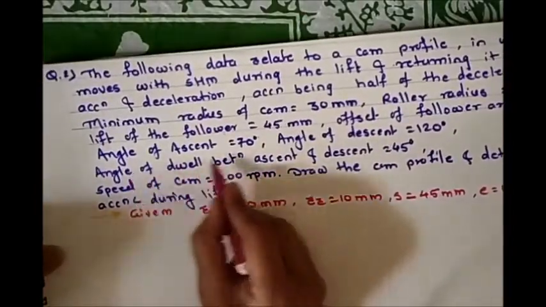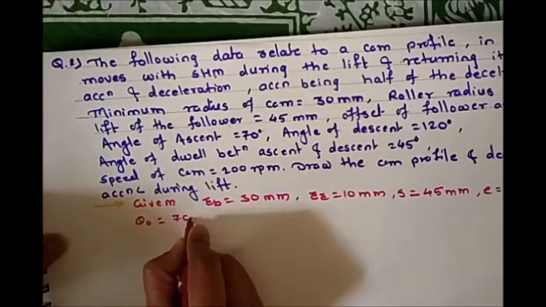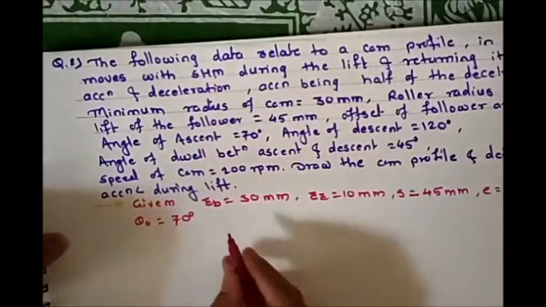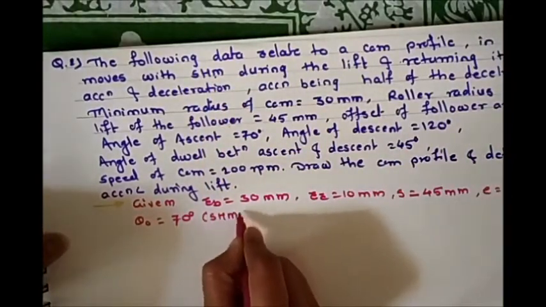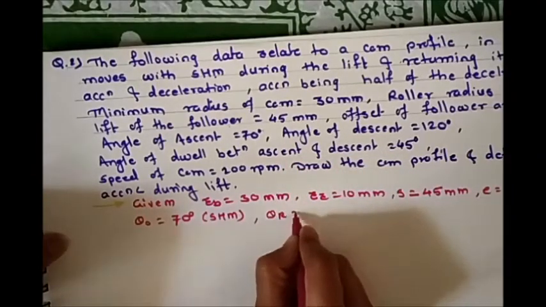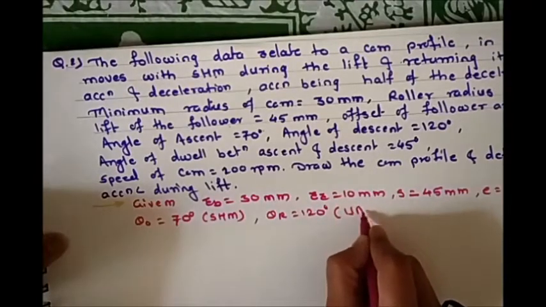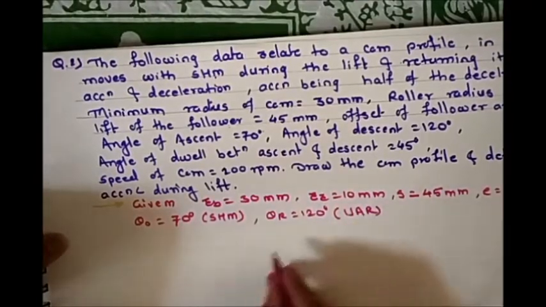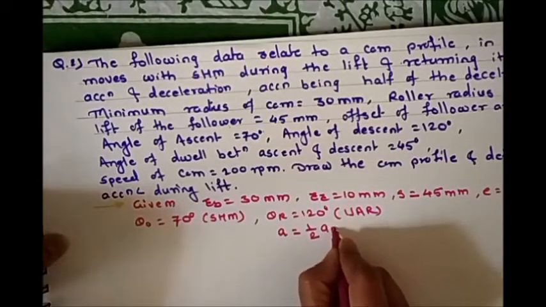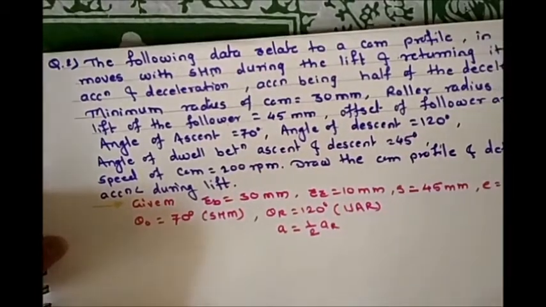Now the angle of ascent is given, theta O is 70 degree, and during the ascent there is SHM, simple harmonic motion, when the follower lifts. Then the angle of descent is given, theta R is equal to 120 degree, and during this there is uniform acceleration and retardation, and acceleration is 1/2 of retardation.